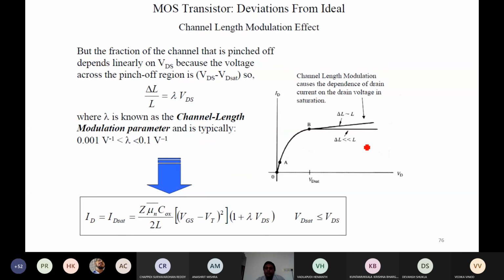So if delta L is much less than L, then no increase of current is possible due to drain voltage. Drain voltage is losing control. But if delta L is nearly L, approaching L, then drain voltage is again getting some control, and a little increase of current is possible. This is the channel length modulation effect, the CLM effect. So we will see. Let us stop here.